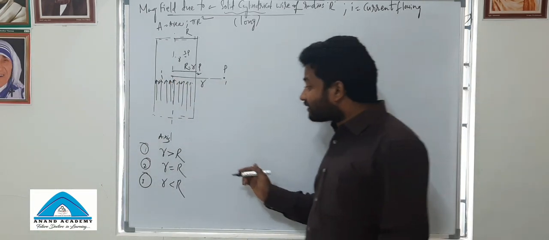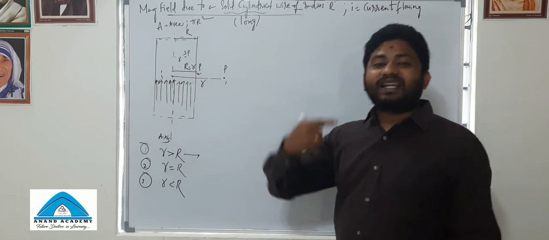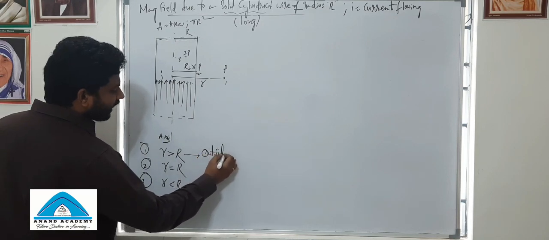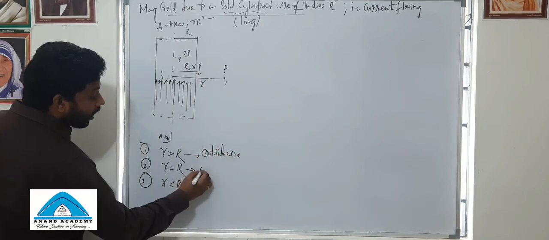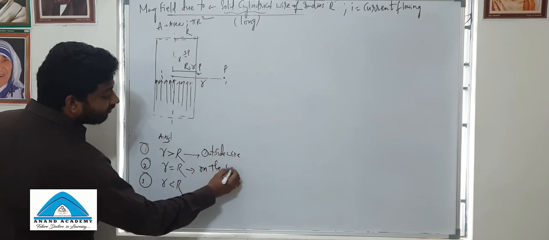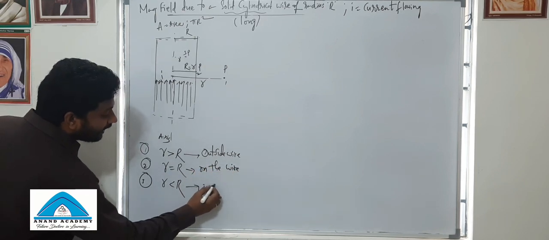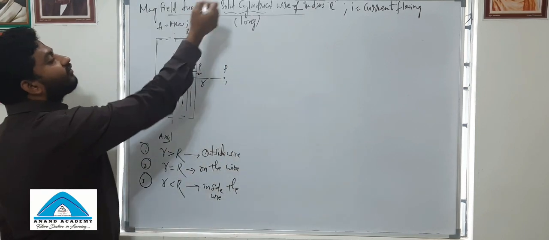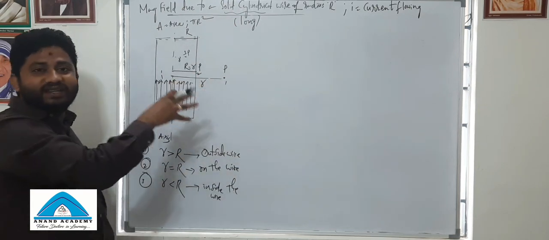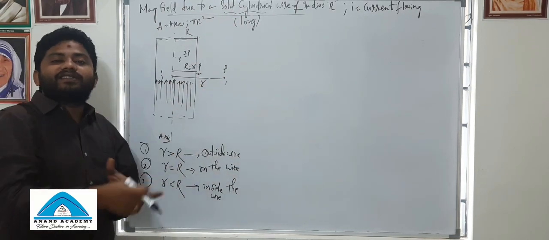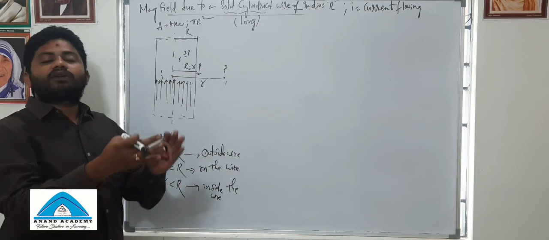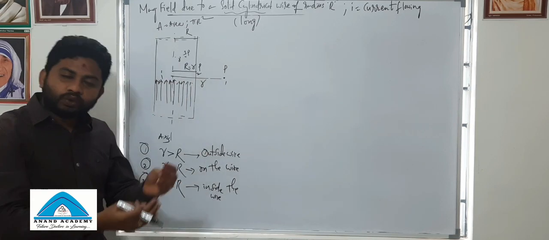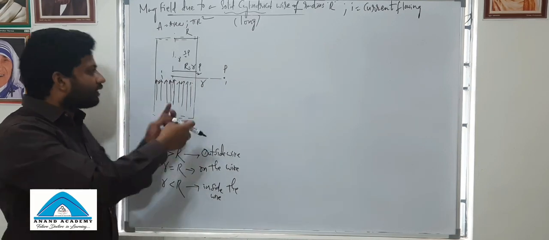So the first point is outside the wire, the second is on the surface of the wire, and the last one is inside the wire. If you really understand the magnetic field due to a solid cylindrical wire of radius R, it will be very easy for you to find the magnetic field due to a hollow cylindrical wire having radius capital R through which the current I flows. Right? So let's understand this first.